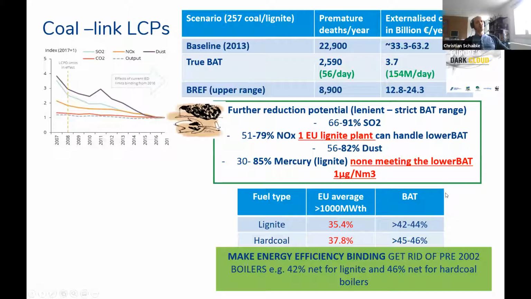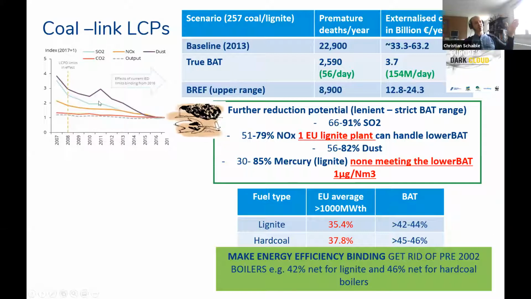So it's huge, like the benefit you could achieve by moving from the current baseline to the true BAT. It's like 154 million euro a day avoided health damage costs. If they would move to this true BAT, what we call true BAT is the stricter range here, and then the further reduction potential. This is from the EEA. There's a huge further reduction potential compared to the large combustion plant.